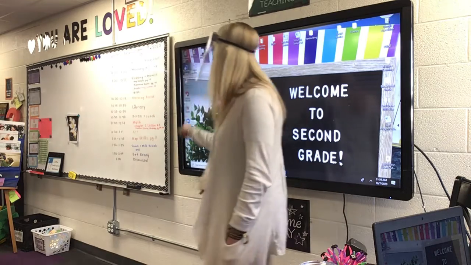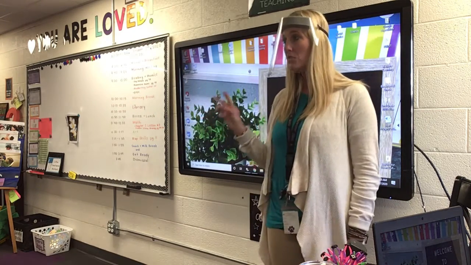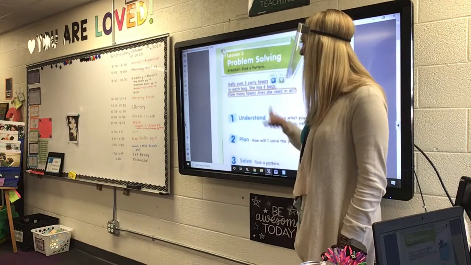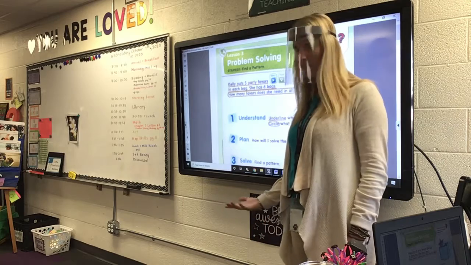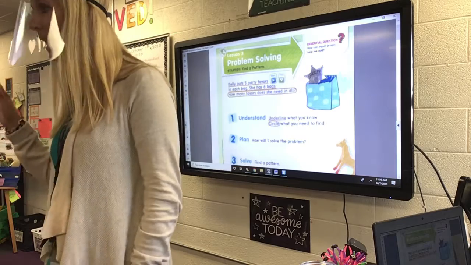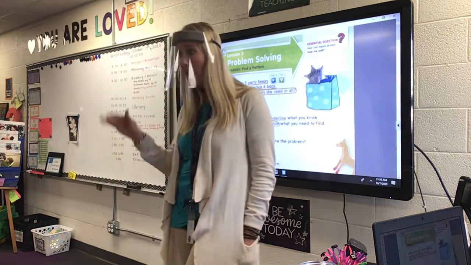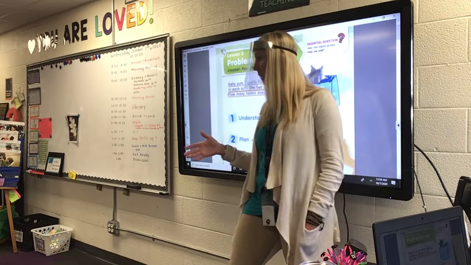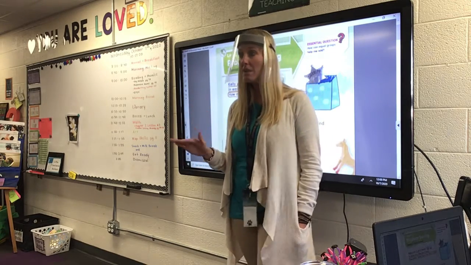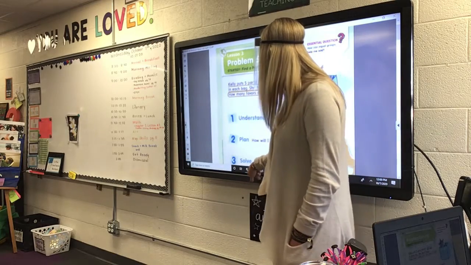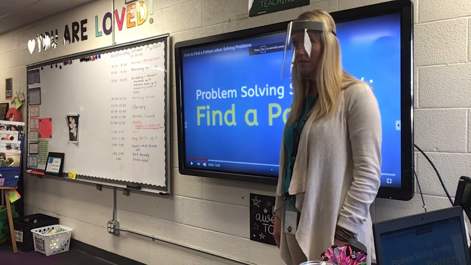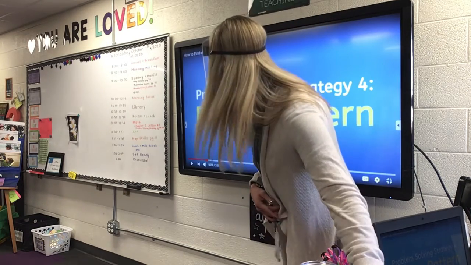Okay, now we're going to learn a new problem-solving strategy. And today, our problem-solving strategy is to find a pattern. Yesterday and on Monday, we looked at a hundreds chart and we found patterns when we counted by 2s, when we counted by 5s, and when we counted by 10s. So we're trying to find patterns. I'm going to play a little video that's going to talk about how to find a pattern. Okay? All right, here we go.